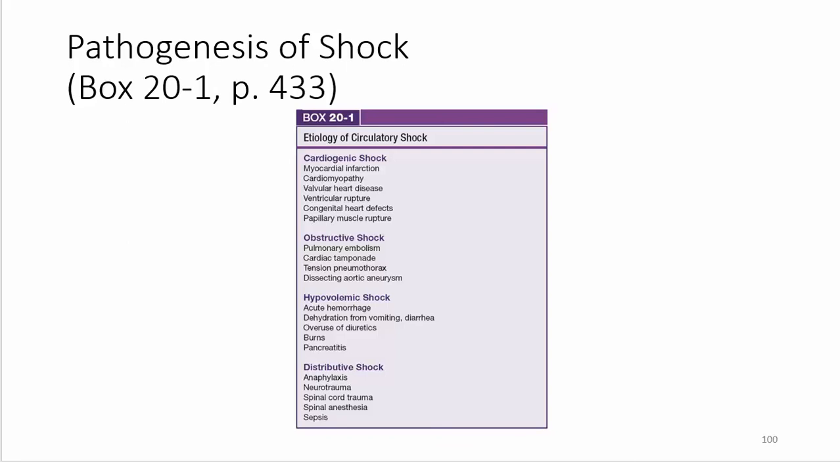Obstructive shock is when there's something not allowing the heart to do its thing. So pulmonary embolisms, for instance, cardiac tamponade, tension pneumothorax, a dissecting aortic aneurysm, which we're going to talk about soon. All of these things prevent adequate blood flow.